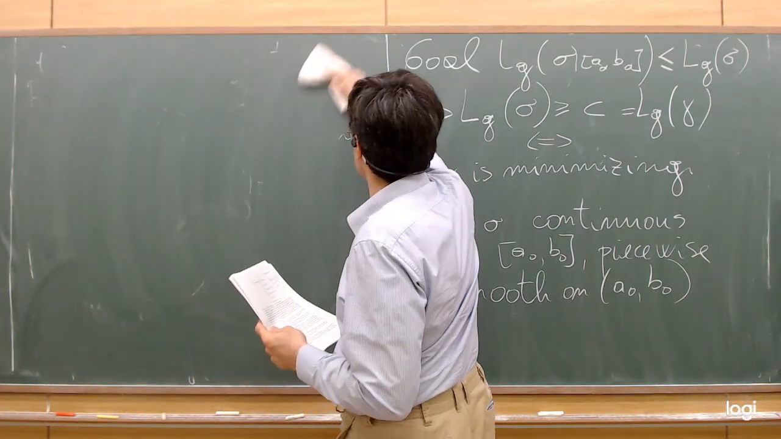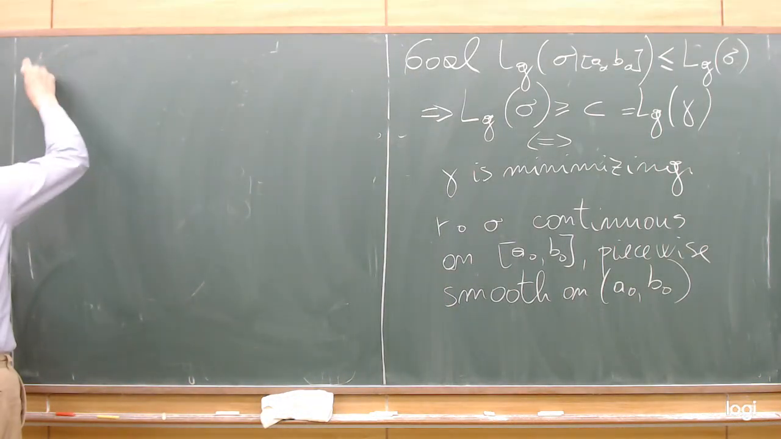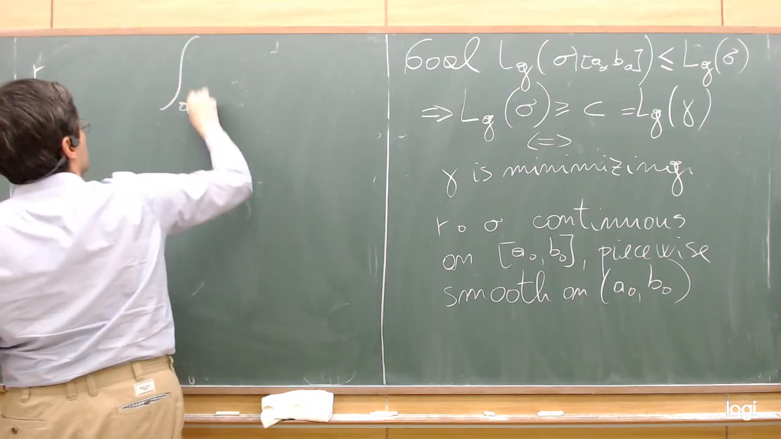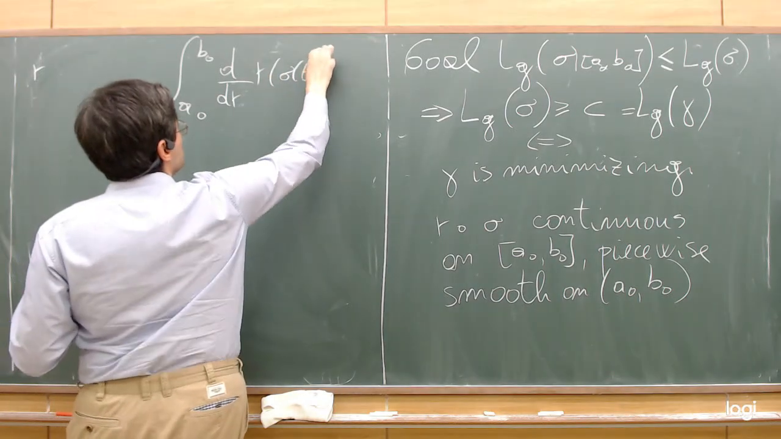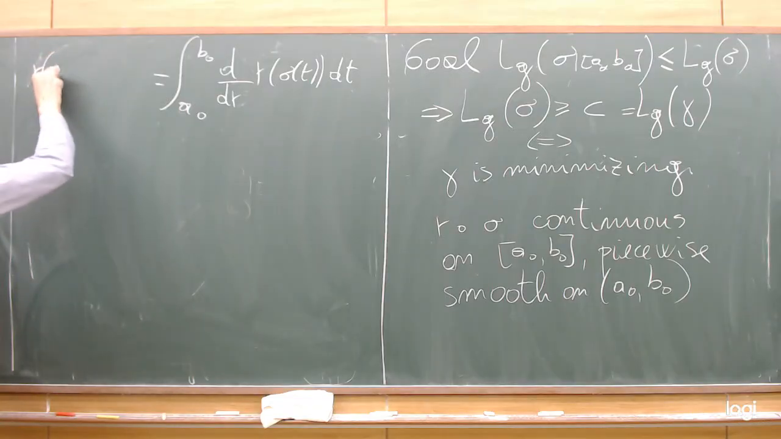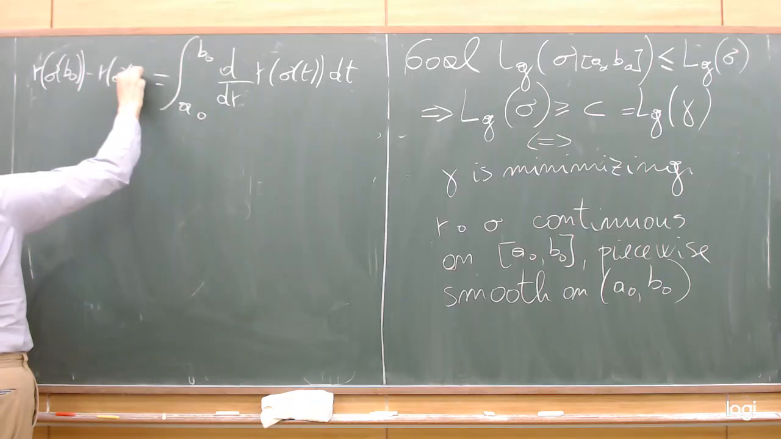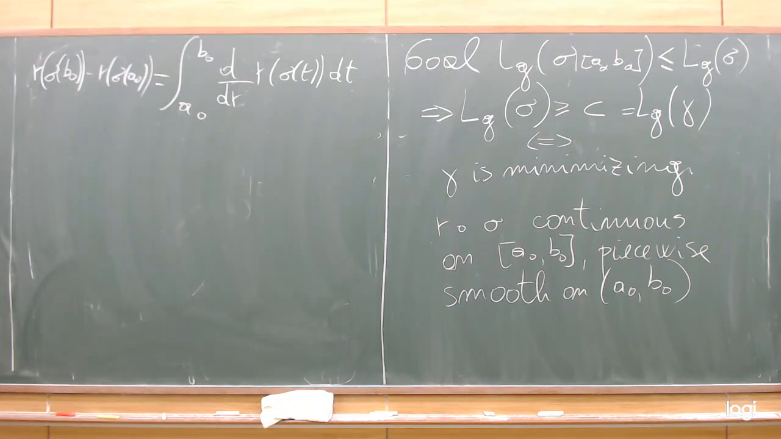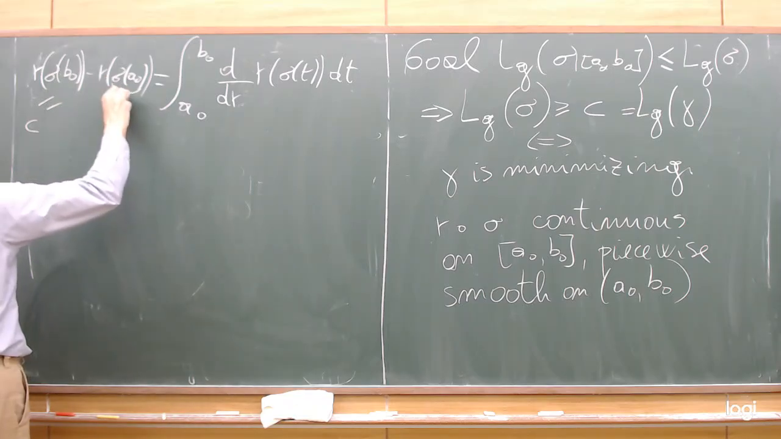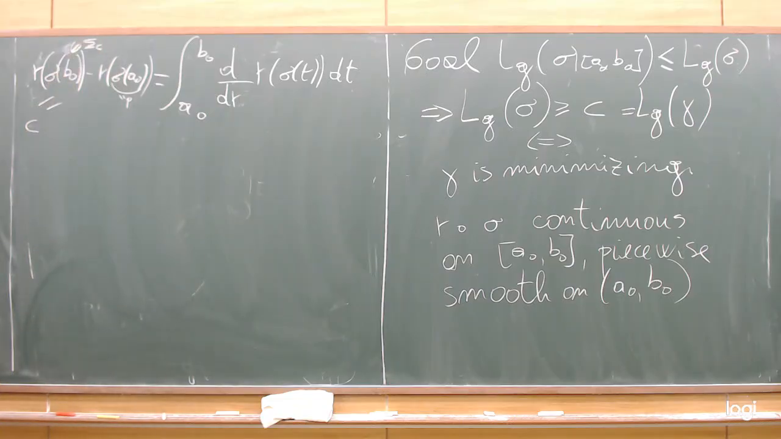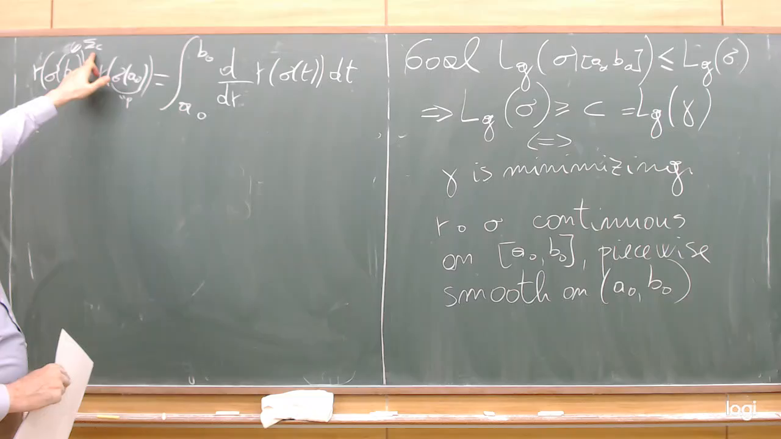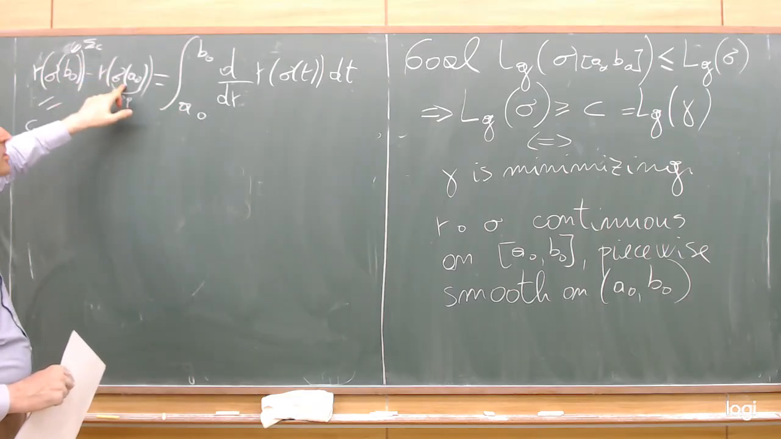This hypothesis, this property allows us to use the fundamental theorem of calculus and to write that this integral is R sigma B0 minus R sigma A0, which is exactly C, because sigma A0 is P, and this belongs to sigma C. So this is the distance between a point on the geodesic sphere sigma c and the center, which is C.